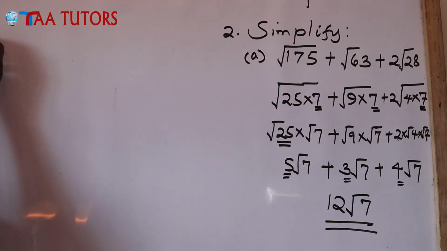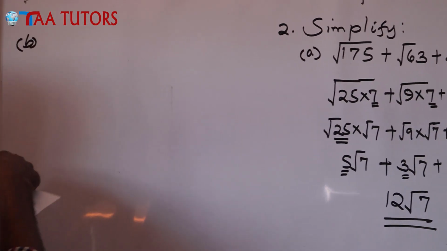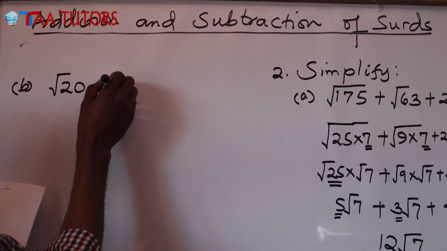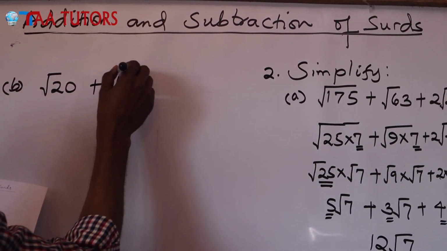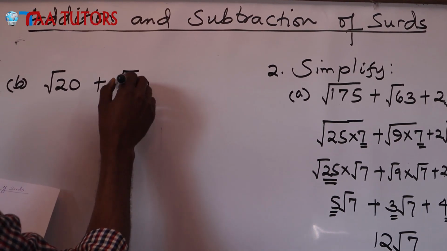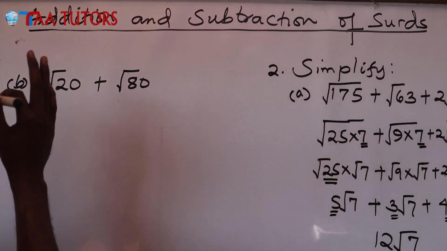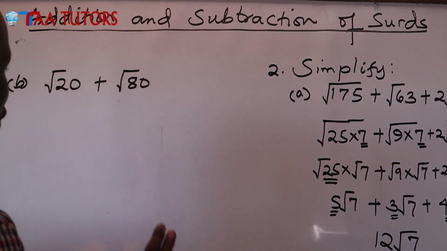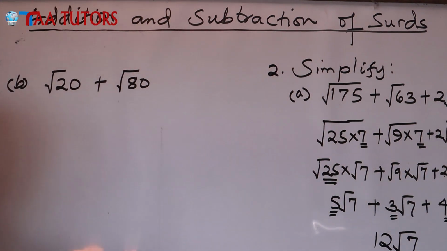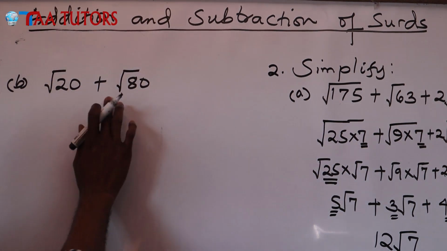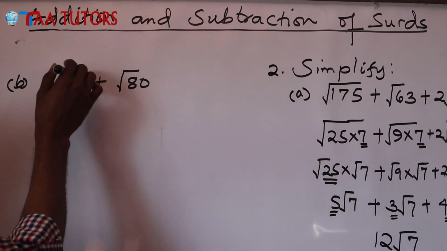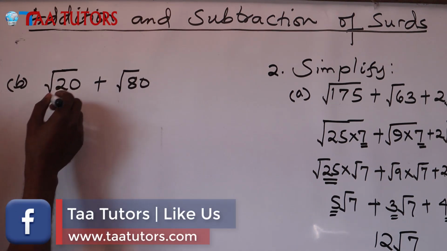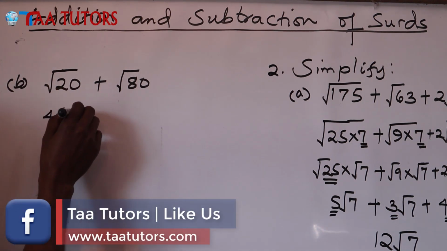Let us go to example B, which is surd 20 plus surd 80. And like I said, viewers, you can assume that because this is 20 and this is 80, they are not like terms, and that's the answer. No. You must only conclude that way once you reach the final stage, after simplifying the individual surds. In this case, we have to simplify surd 20. For surd 20, the square number here is only 4. That is 4 by 5.